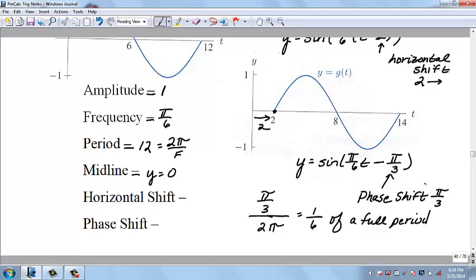So to fill this out here, our horizontal shift, even though it's t minus 2, for this graph over here is going to be a positive 2. And the phase shift is going to be a positive pi over 3. So this one again is when your frequency is factored out, and this one when it's multiplied through.